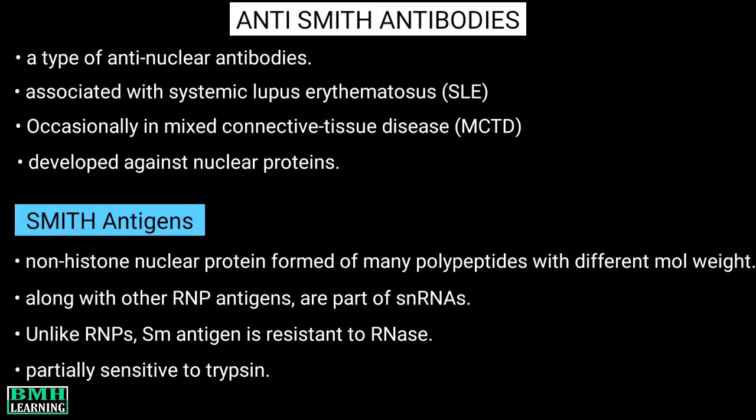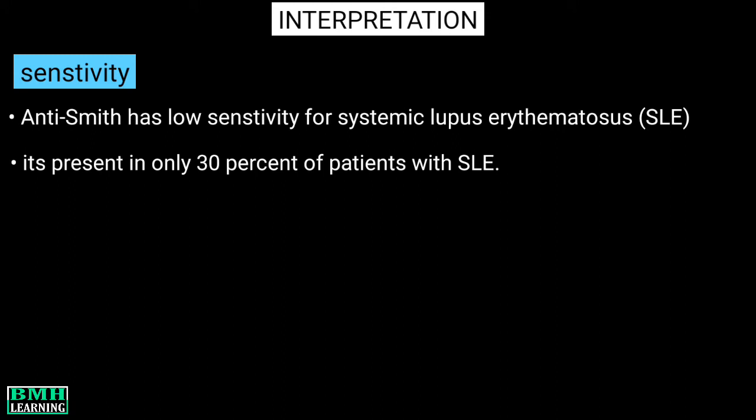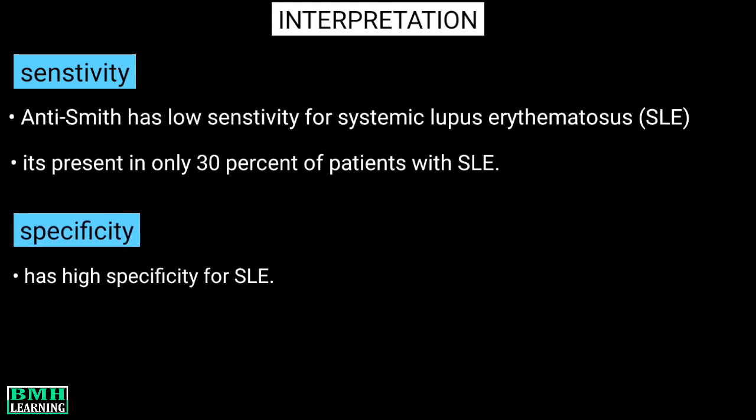Now let's talk about the important topic, interpretation regarding these antibodies. Anti-Smith antibodies have low sensitivity for systemic lupus erythematosus. That is, it's not sensitive because it's present in only 30% of patients with lupus. So that means you could be one of those 70% patients who still have lupus even though they don't show any Smith antibodies. But this antibody has high specificity for lupus.